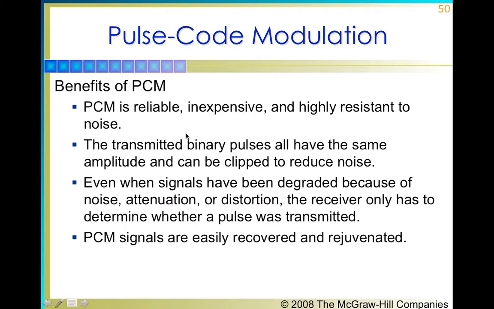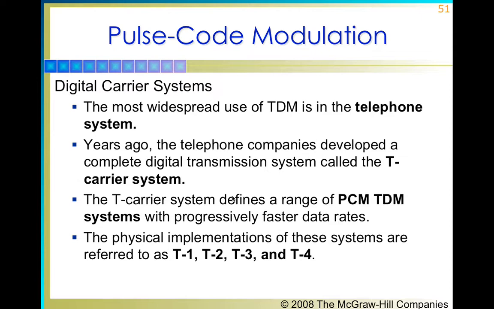It provides a reliable, inexpensive and highly noise-resistant system, and the transmitted binary pulses all have the same amplitude and can be clipped to reduce noise. If we have a signal which is degraded by noise, attenuation or distortion, the receiver just has to decide whether the pulse is transmitted or not, either it is 1 or 0, and that's all, and there are no other adverse effects of the noise. So the PCM signals can be easily recovered and they can be further refreshed and purified.